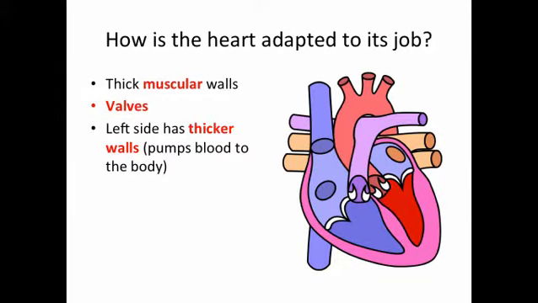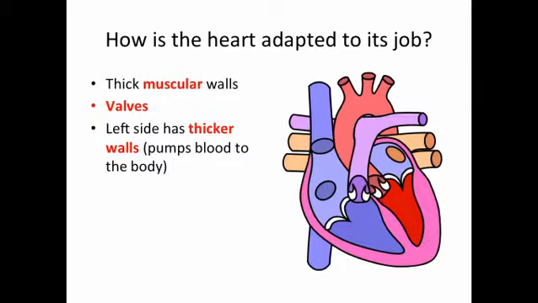The left side has a thicker wall. You will notice in this diagram here it's much thicker than the right. Why do you think that is? It's simply because the left side has to pump the blood much further, all the way around the whole body, not just to the lungs like the right side.